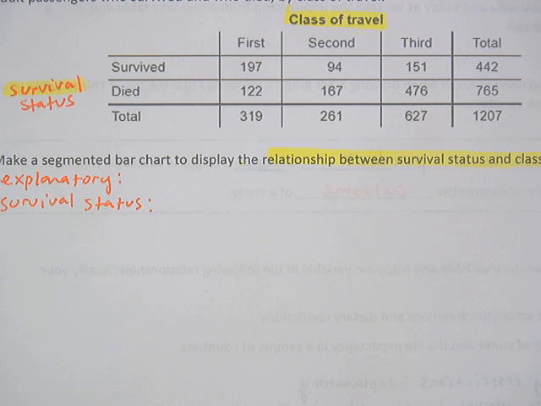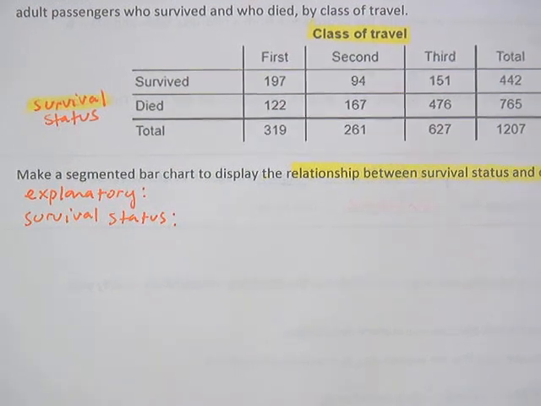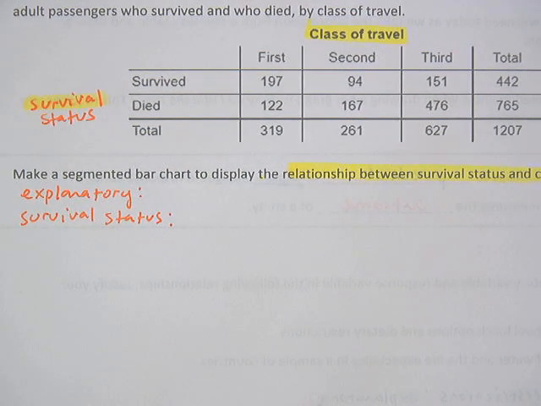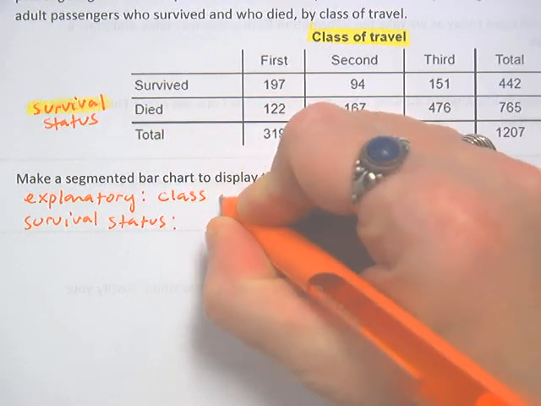Yeah, the first class travelers were the first ones to be able to get to the lifeboats because they were seen as, you know, the more important people. As a matter of fact, some men even got on the lifeboats and left women and children behind in the lower classes. And so that's an unfortunate thing, but in this situation, the explanatory variable is going to be class of travel.